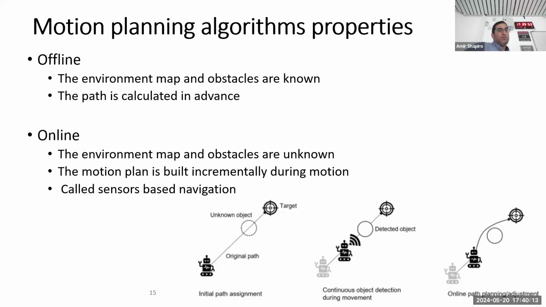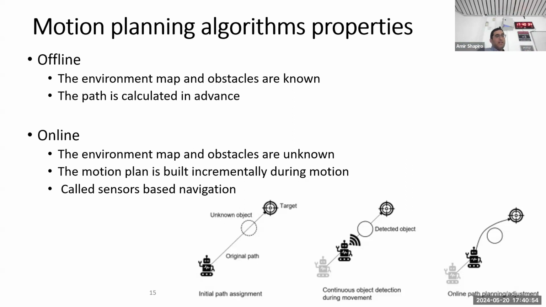Another two properties is whether the motion planning algorithm solves the problem offline or online. Offline means that the map of the environment and the obstacles is given a priori, before starting the motion. So I know what is around me, and I know where I want to go, and I can plan the motion before I start walking. So the whole path is calculated in advance.